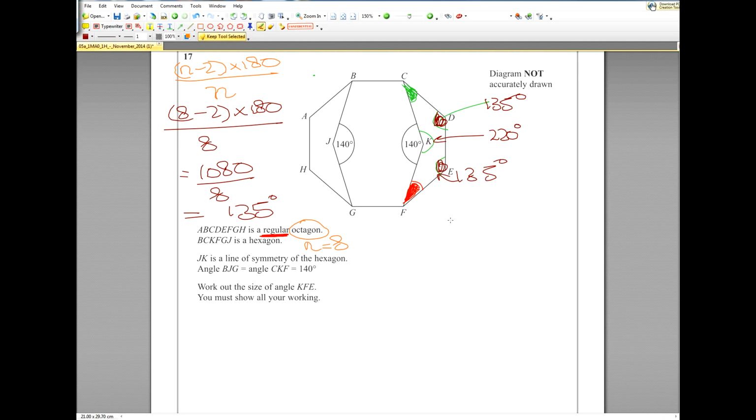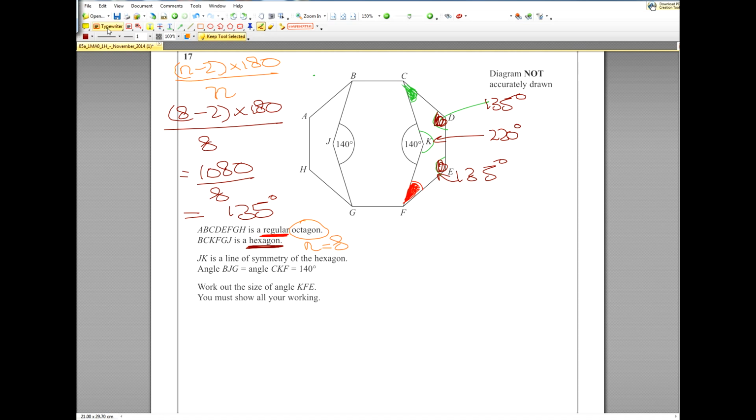Okay, now, hang on a second. So we know this, we know that. Now we've got to look at this angle here. Now, what do we have here? We said the shape inside is a hexagon. Now, if we do the same again, gents, can we focus on the question here?